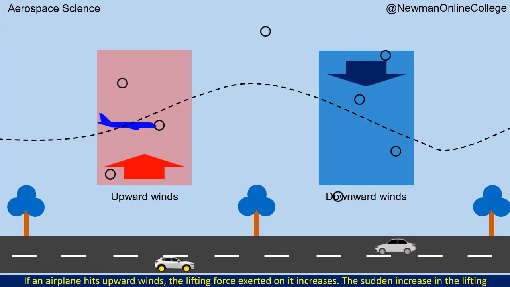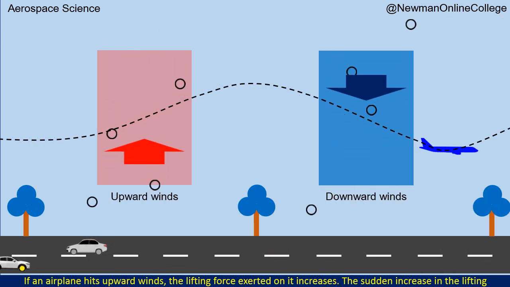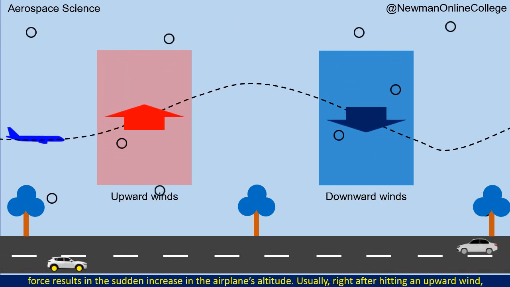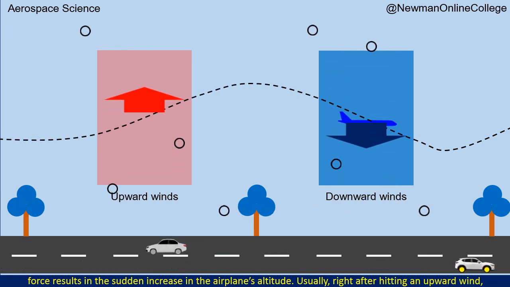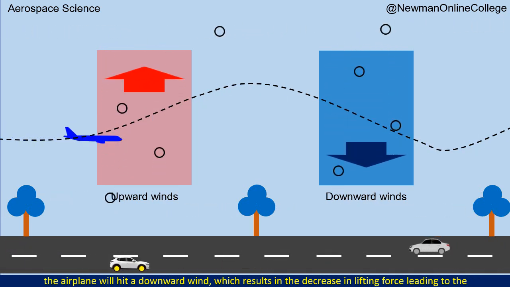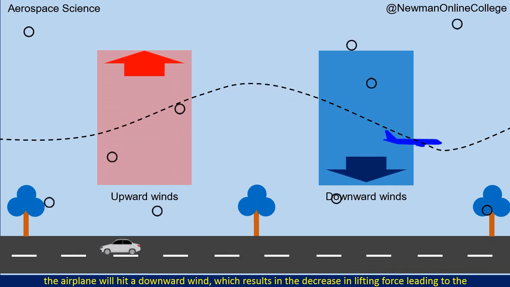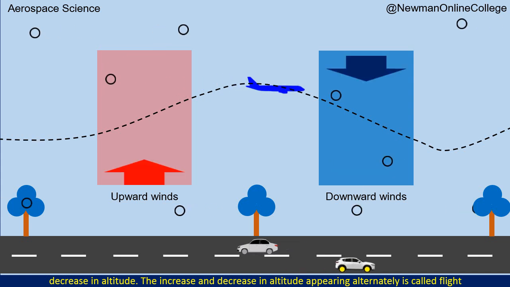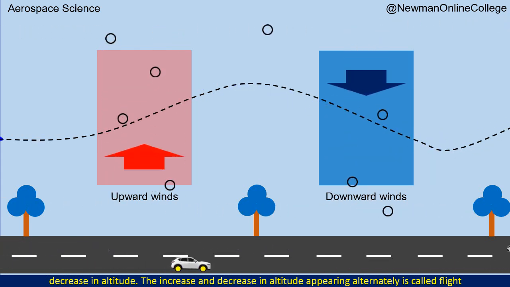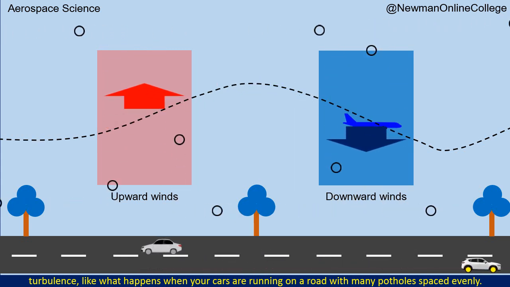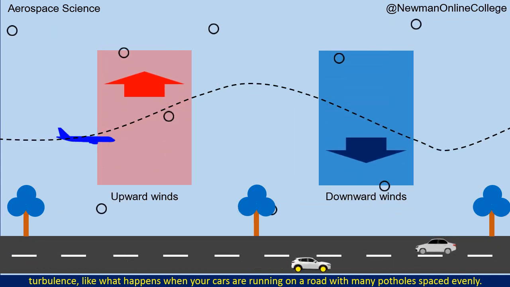If an airplane hits upward winds, the lifting force exerted on it increases. The sudden increase in the lifting force results in the sudden increase in the airplane's altitude. Usually, right after hitting an upward wind, the airplane will hit a downward wind, which results in the decrease in lifting force leading to the decrease in altitude. The increase and decrease in altitude appearing alternately is called flight turbulence, like what happens when your car is running on a road with many potholes spaced evenly.